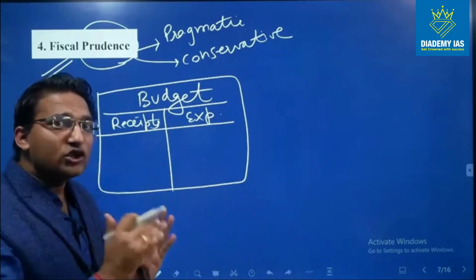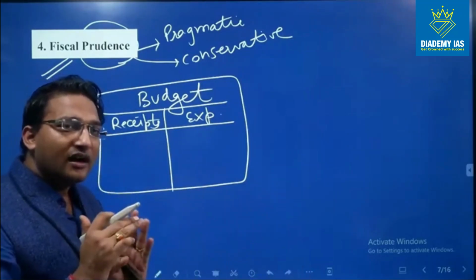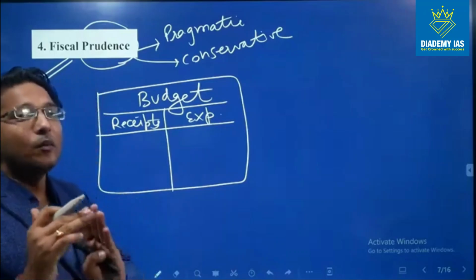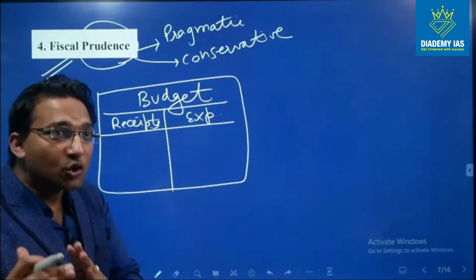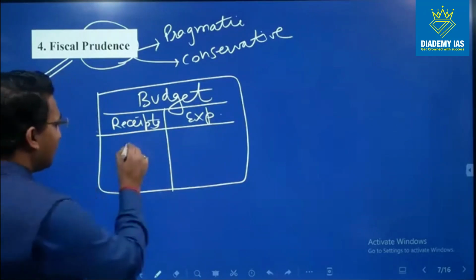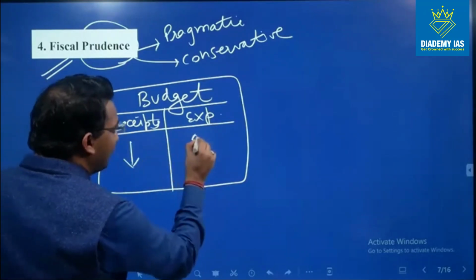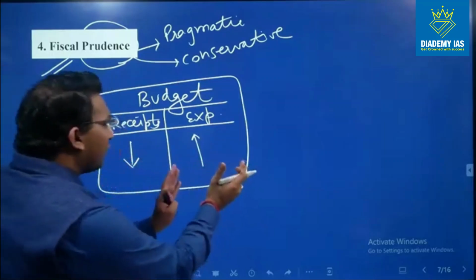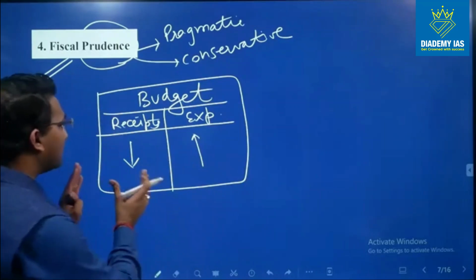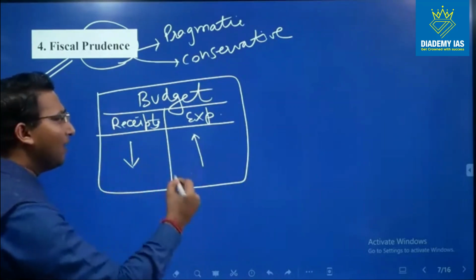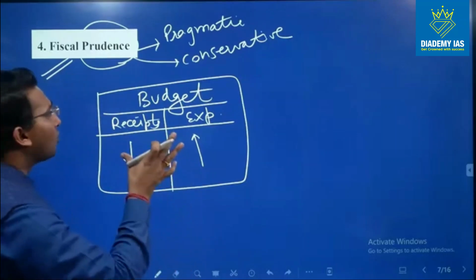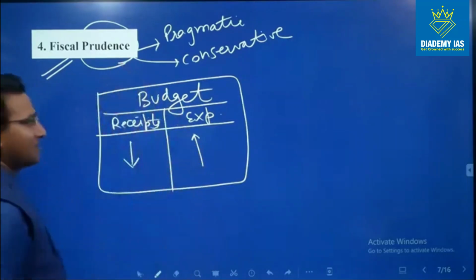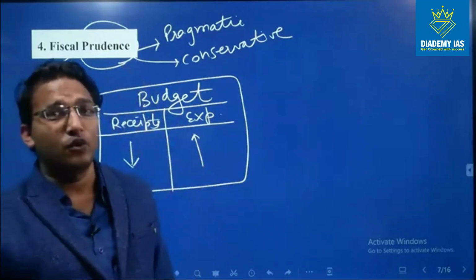That means we should think that there can be some unforeseen bad situation in the future, because of which the receipt can come down and expenditure can increase. So keeping a high estimate of expenditure and a low estimate of receipt, and accordingly making the budget, this concept is called fiscal prudence.